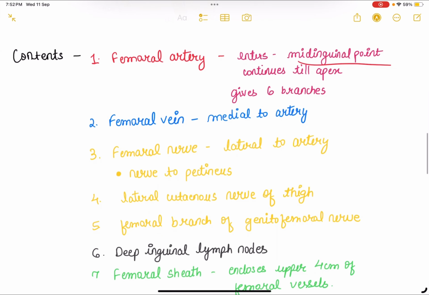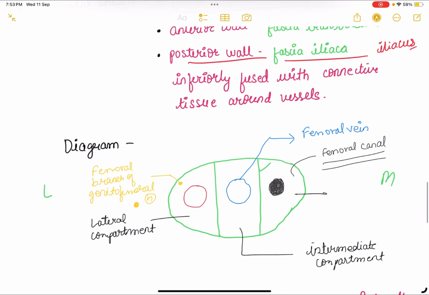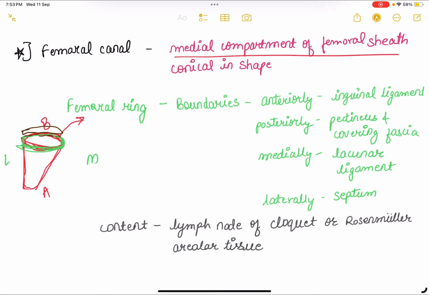Then you have to mention the contents. You have to describe, at least write 2 lines about each content. Then you have to explain the femoral sheath. You have to draw a well-labeled diagram showing all the 3 compartments and their contents. Then you have to describe the femoral canal. Once you have described the femoral canal, you have to move on to its clinical aspect. I will discuss the clinical aspect of this femoral canal in the next video.